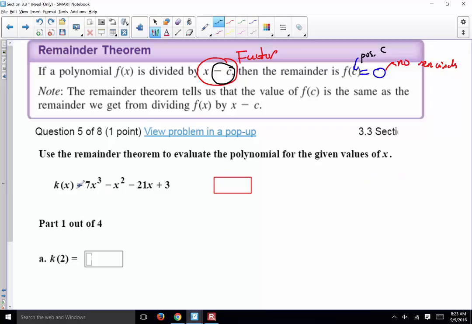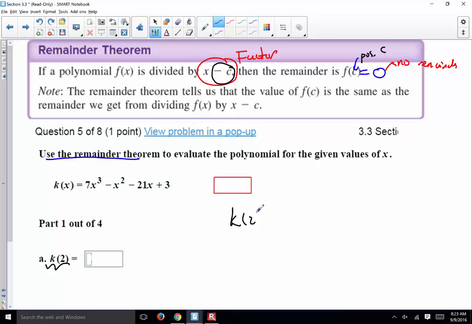No, it's not asking for that. They want to use the opposite of the theorem. They want us to find k of 2 too. But they want us to find k of 2 by using the remainder theorem. I know this is ridiculous, but how would you find k of 2?